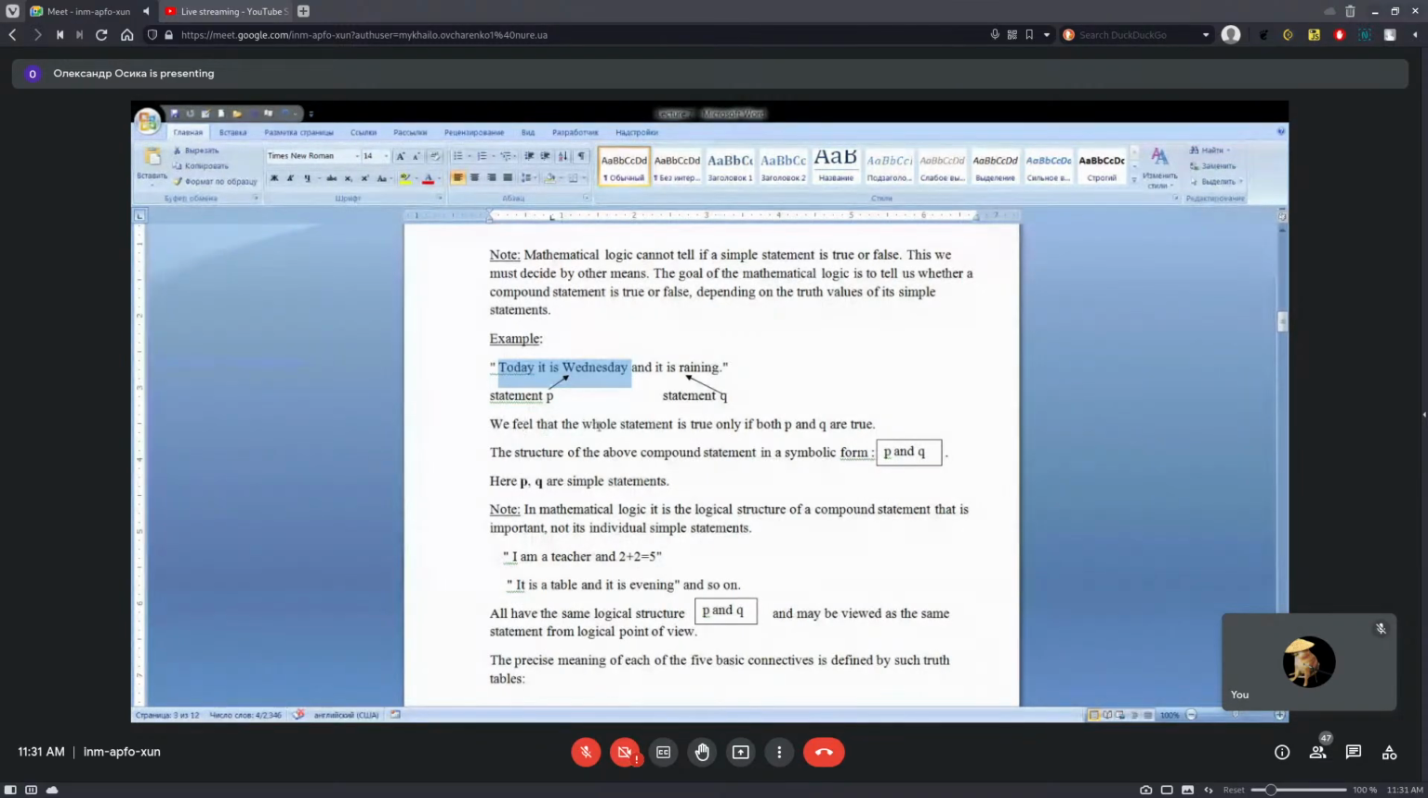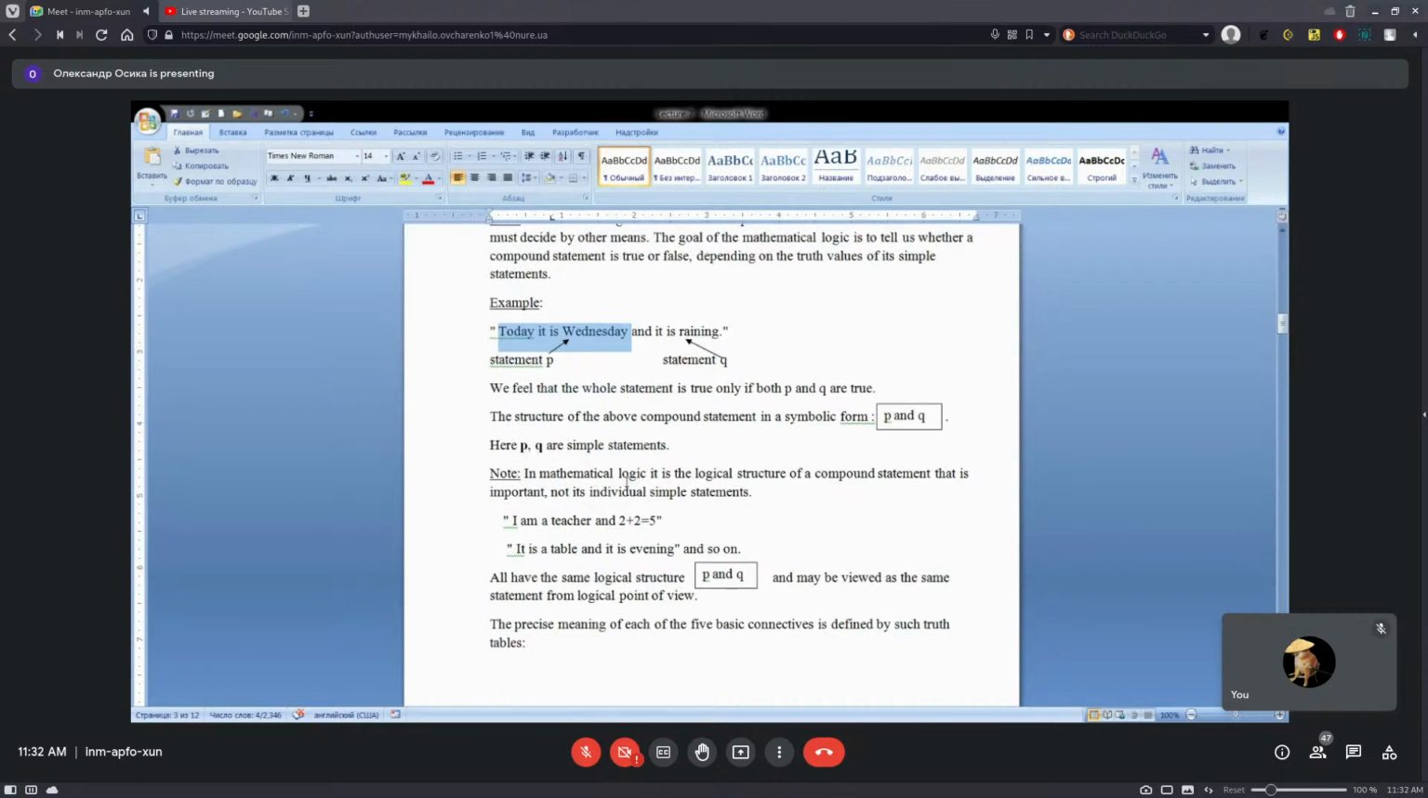We feel that the whole statement is true if both P and Q are true. You see, now we can speak quite conveniently: P and Q, without saying both today it is Wednesday and it is raining are true. No, P and Q are true. The structure of the above compound statement in symbolic form is as follows: P and Q. And is a logical connective. Here, P and Q are simple statements.